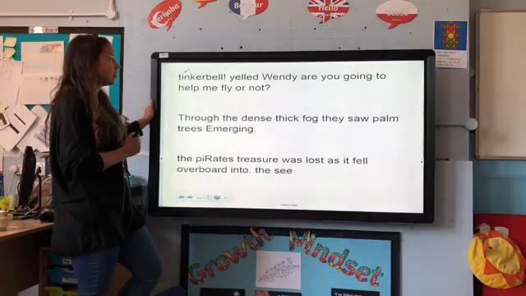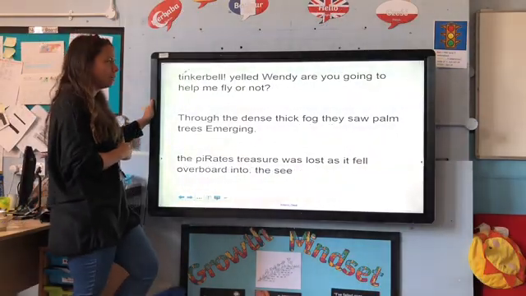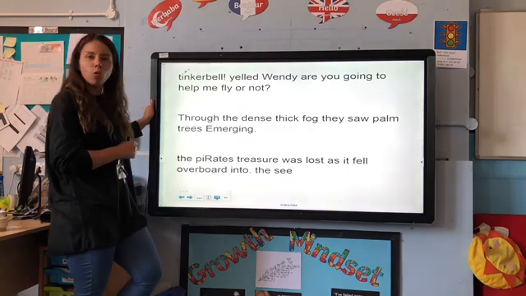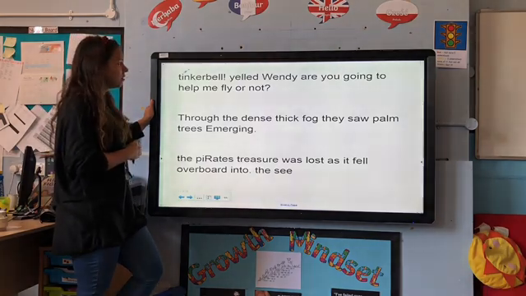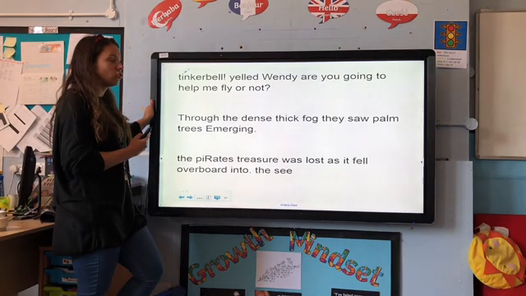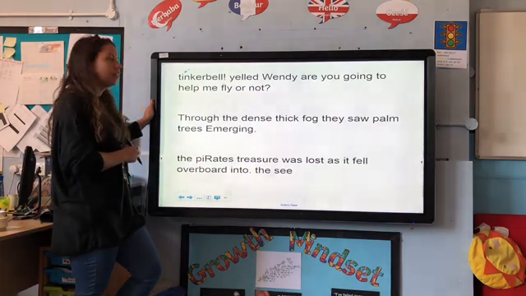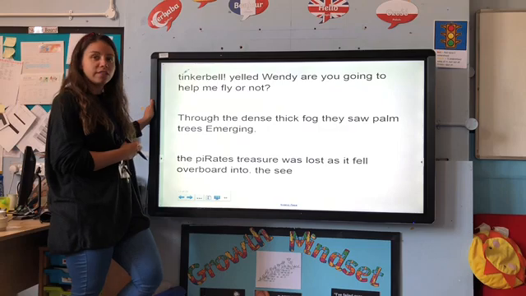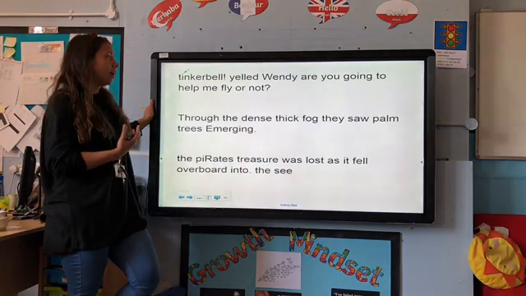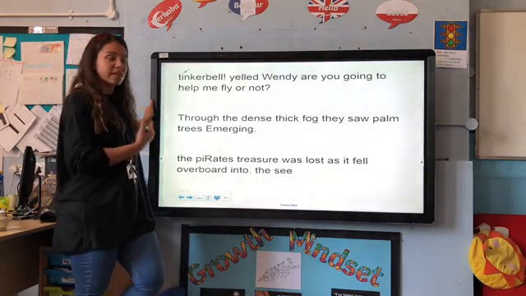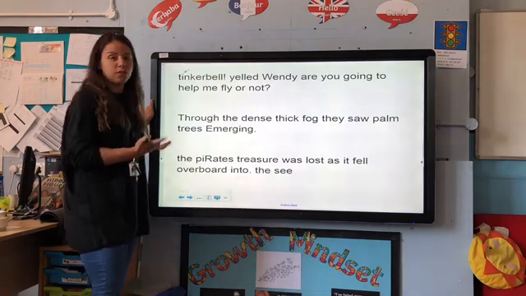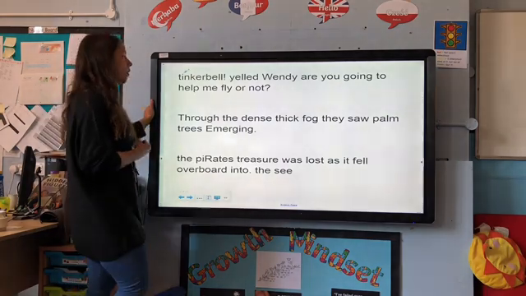So the first sentence says, "Tinkerbell," yelled Wendy, "are you going to help me fly or not?" So have a think about that sentence, and if there is any missing punctuation and where it needs to go, then we'll talk about it. So the first thing that comes to my mind when I read this sentence is that it's going to have some inverted commas, because there's definitely speech in this sentence. We just need to figure out what is being said and by who.